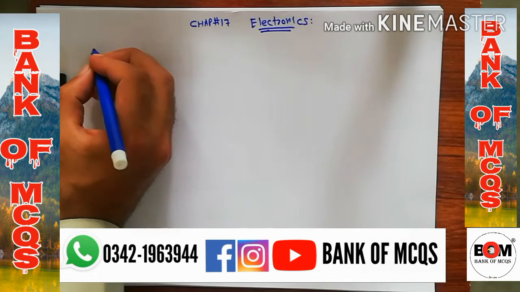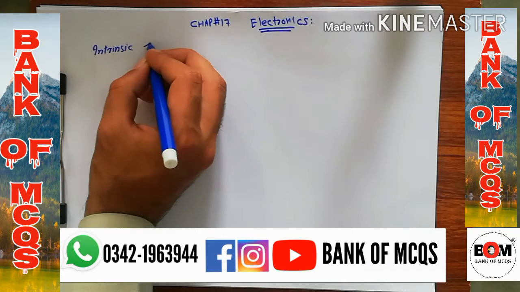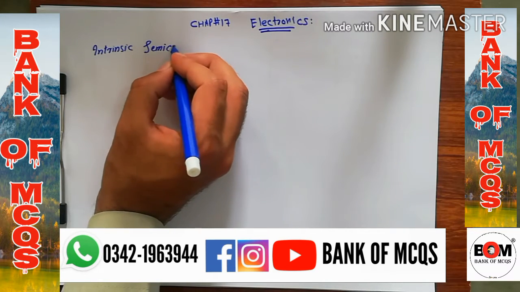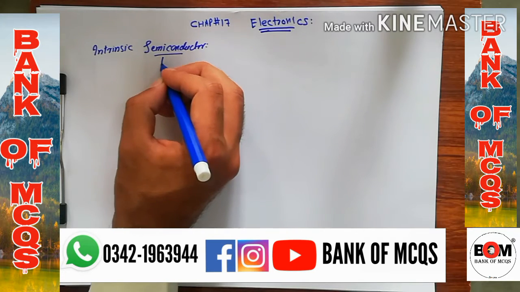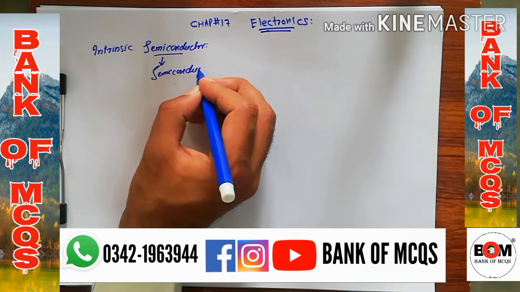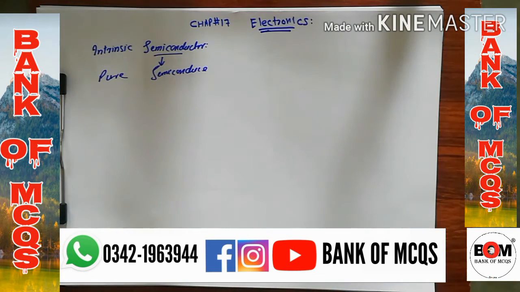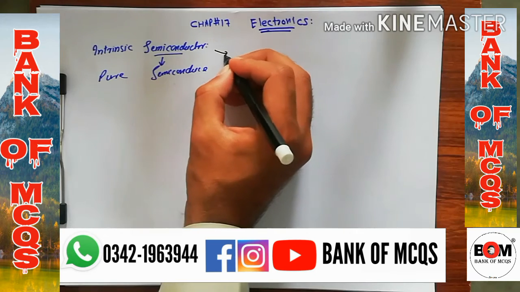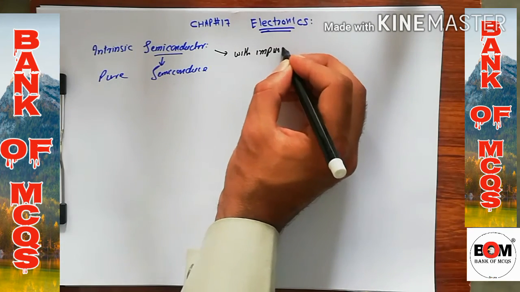Today we will discuss chapter number 17 of second year physics, that is electronics. So the first topic is intrinsic semiconductor. An intrinsic semiconductor is the type of semiconductor which has no impurity. No impurity means it is pure. So a pure semiconductor is called an intrinsic semiconductor, or semiconductor without impurity, which contains no impure substance.